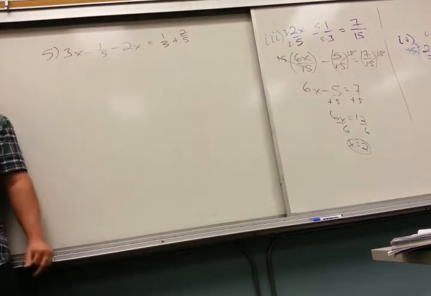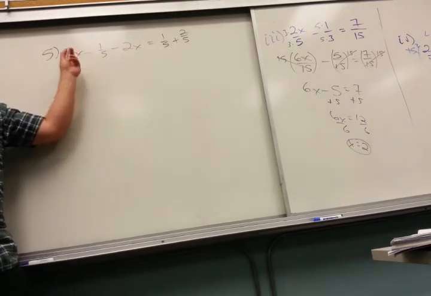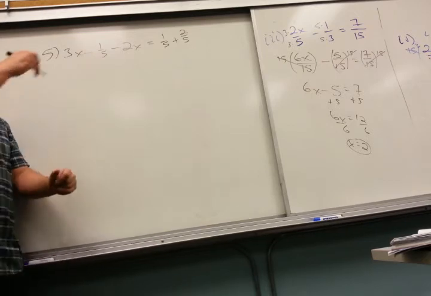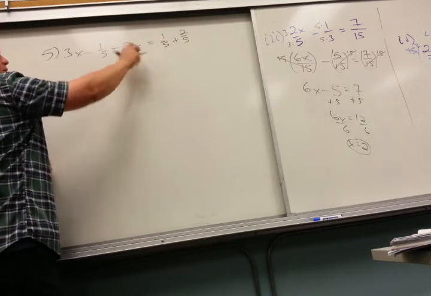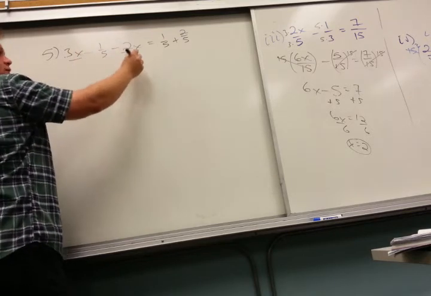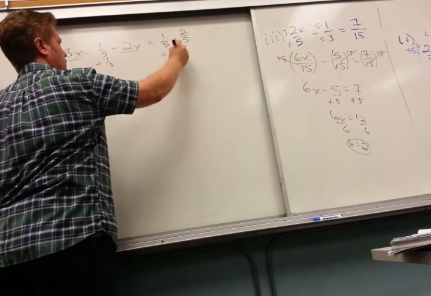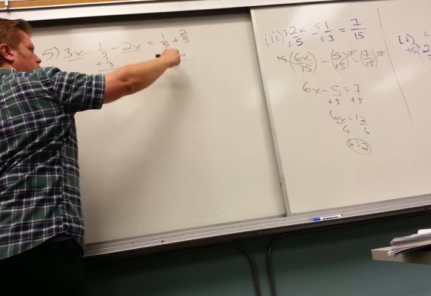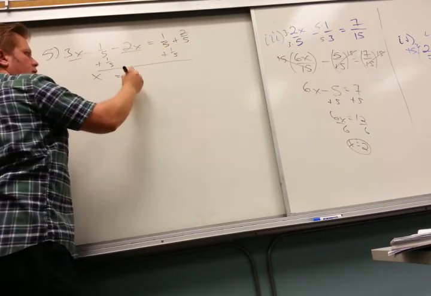So again, you don't care that there's fractions. You just care that these are numbers and these are letters. You want your letters on one side, your numbers on the other side. So what's not supposed to be here? The 1/5, and 3x minus 2x is x. I can add the 1/5. So 1/5 plus 1/5 plus 2/5, 4/5, and you're done.